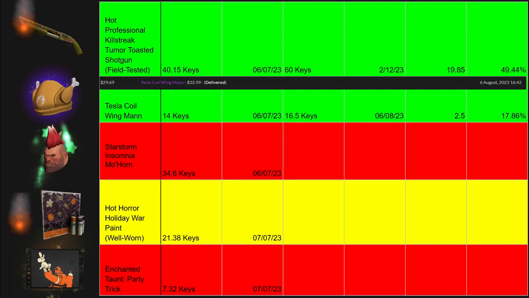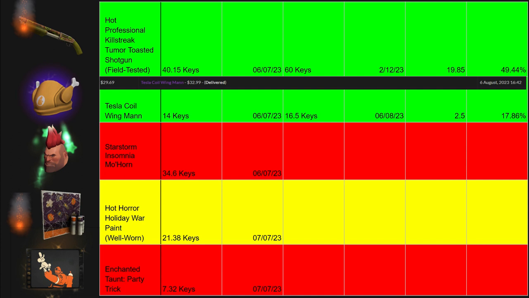Hot Professional Killstreak Tuma Toasted Shotgun Field Tested. I took a risk in this area because I have little experience in selling something like this, but it did appeal to someone and gave me a nice margin, albeit in a long time. Tesla Coil Wingman. Good looking Halloween 2016 effect and scout hat. I followed my own advice as before. Buy for a slight discount, even with a full market, and get out quick.